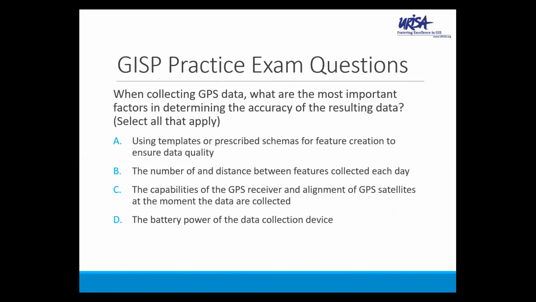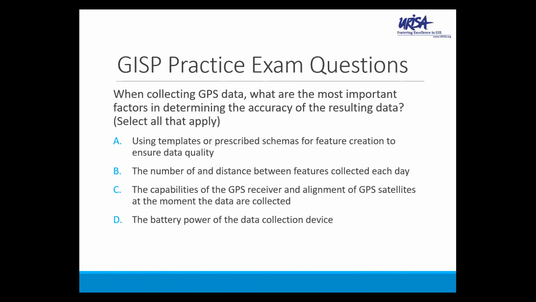And the very last one, when collecting GPS data, what are the most important factors in determining the accuracy of the resulting data? Well, using templates and prescribed schemas for feature creation to ensure data quality, that's certainly an important factor. The number of and distance between features collected each day. Again, that may be an important factor determined by the position of satellites, PDOPs, and things like that.